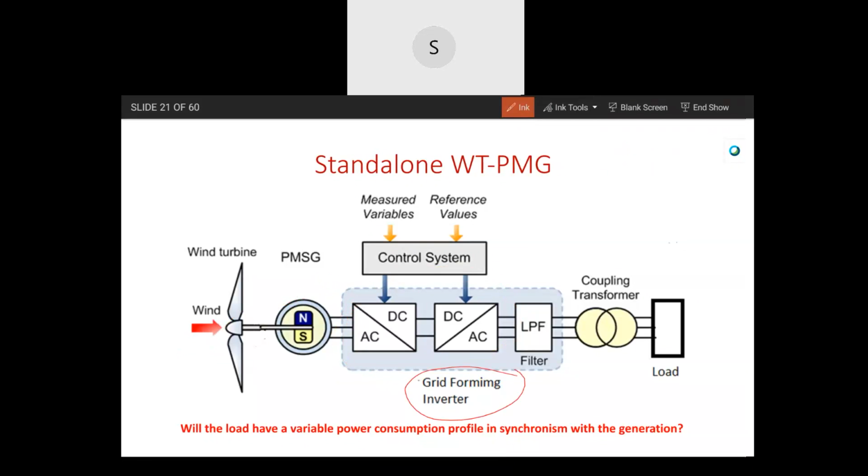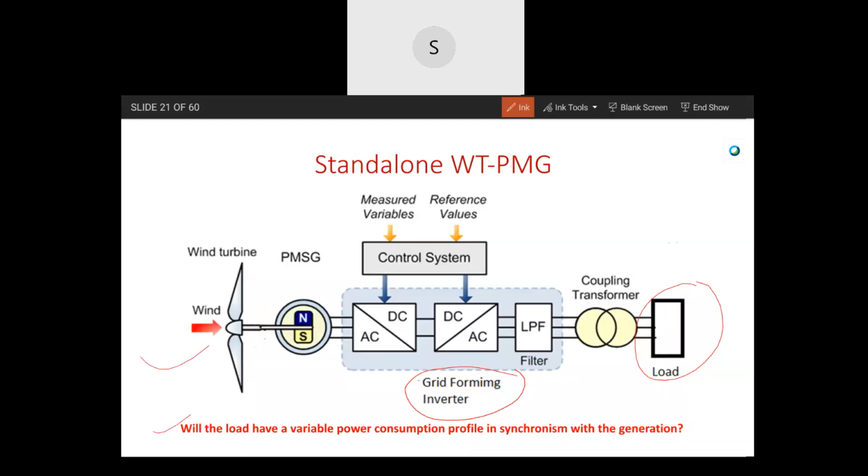Grid forming inverter means it decides the voltage and frequency are fixed. It will be generating that voltage and that frequency and maintain it. And then it can be connected to a load. This is a simple concept, but will the load have a variable power consumption profile in synchronism with the generation? It's a question to be asked here.